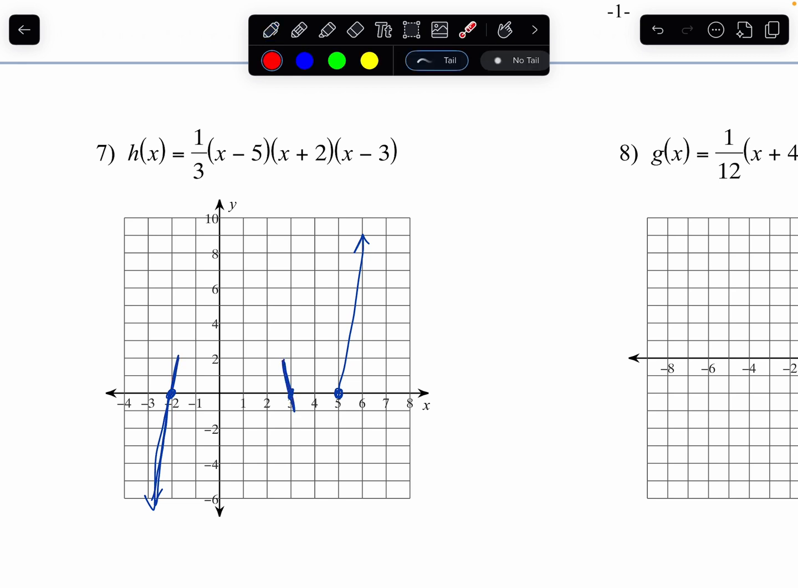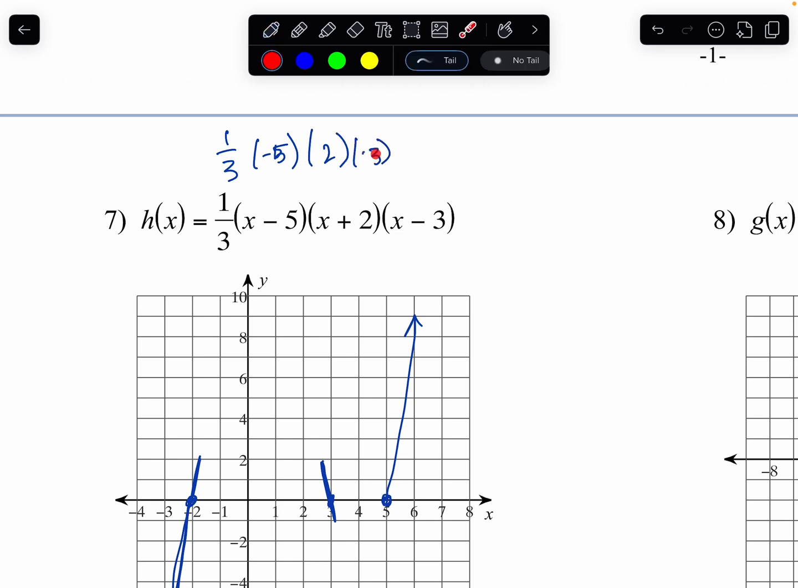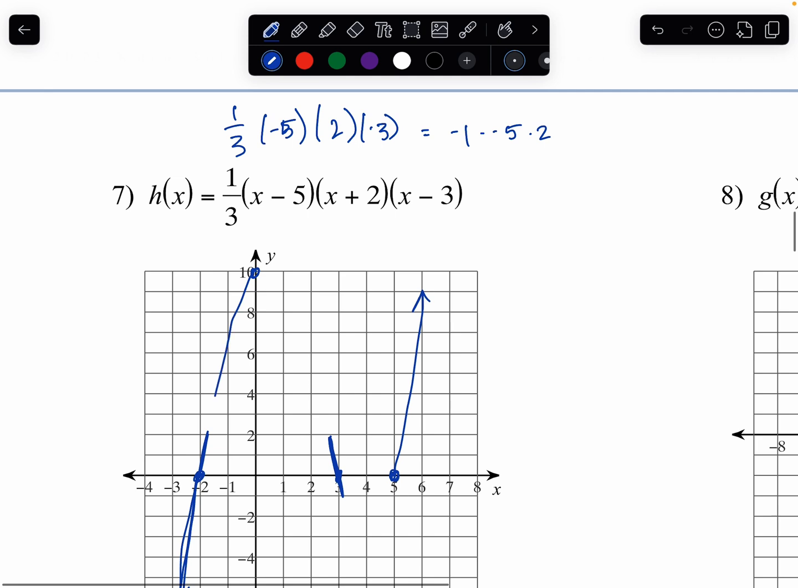Okay, now let's plug in, let's say, 0. So if I plug in 0, I'm going to get 1/3 times -5 times 2 times -3. So these right here, when I multiply, is just going to become -1. So -1 times -5 times 2, that's going to become 10. So we're going to have a point up there. So we'll say it goes up there. It's going to have to come down, cross right there.